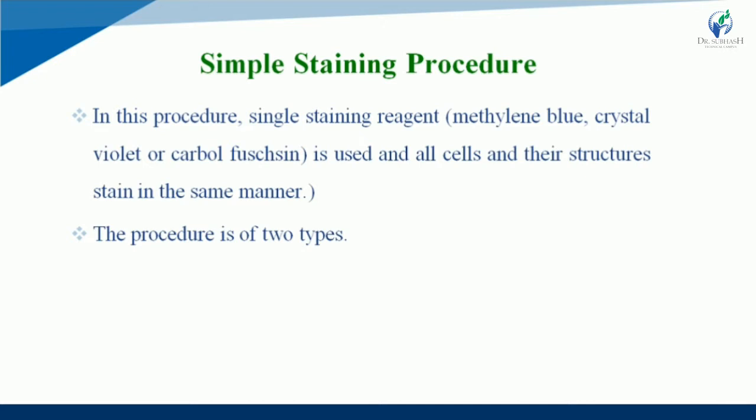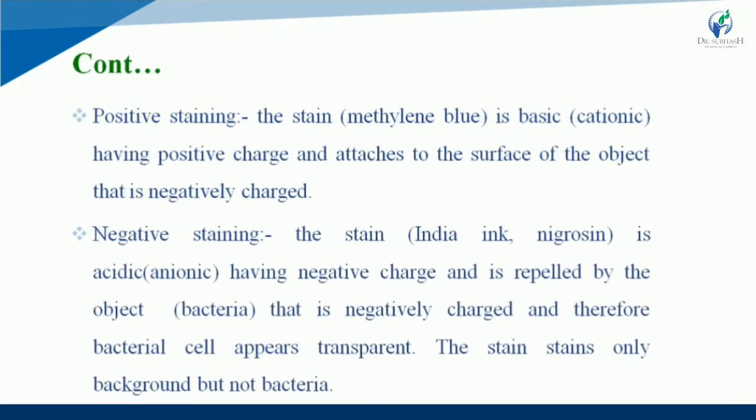This procedure is of two types. First one is positive staining and next one is negative staining. What is the difference between positive staining and negative staining? In positive staining, the stain, for example methylene blue stain, is basic, cationic, positively charged and attached to the surface of the object that is negatively charged.